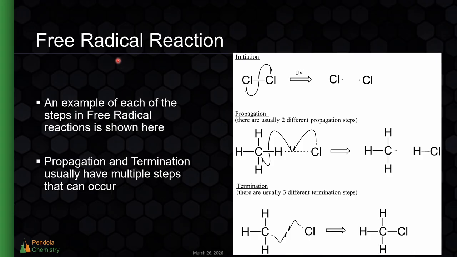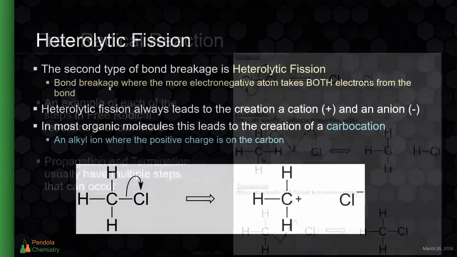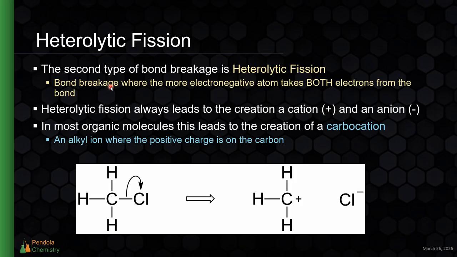Now, that's not usually how things happen, though. Heterolytic fission is more common. Like I said, homolytic fission only happens in one reaction that we're going to see in chapter 15. But most of the time, we'll get what we call heterolytic fission. Heterolytic fission is the second kind of bond breakage. And again, remember, fission just means breaking.